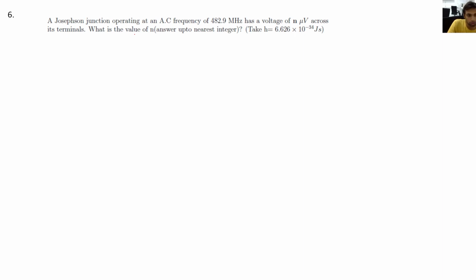A Josephson junction operating at an AC frequency has a voltage of n microvolt across its terminals. What is the value of n? The way we have to solve this question is, the frequency is given by the Josephson relation for the Josephson junction.